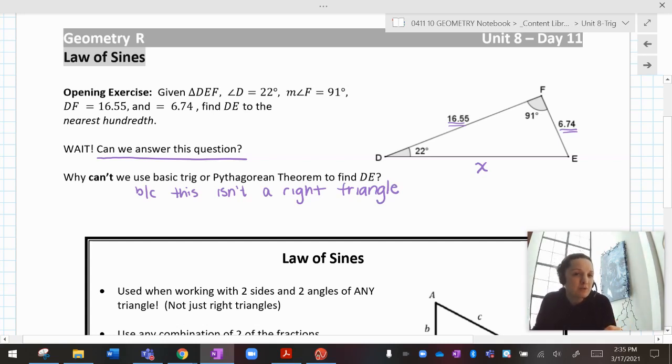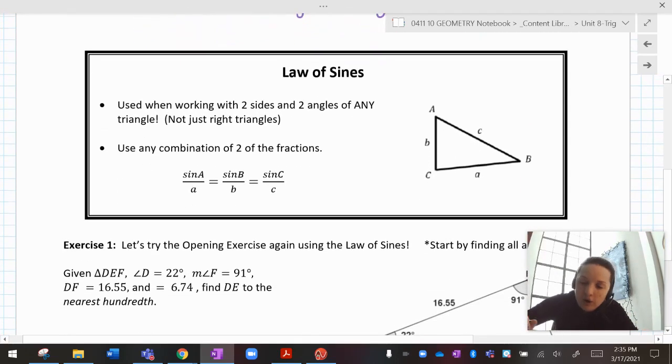But I still want to find that side though. And if there's one thing mathematicians don't like, it's people telling you, hey, you can't do that. We like to go, well, yes, I can. And then we figure it out. And us figuring it out led to the law of sines.